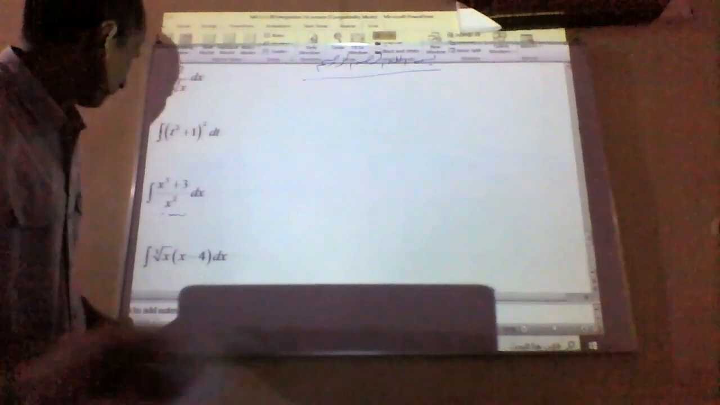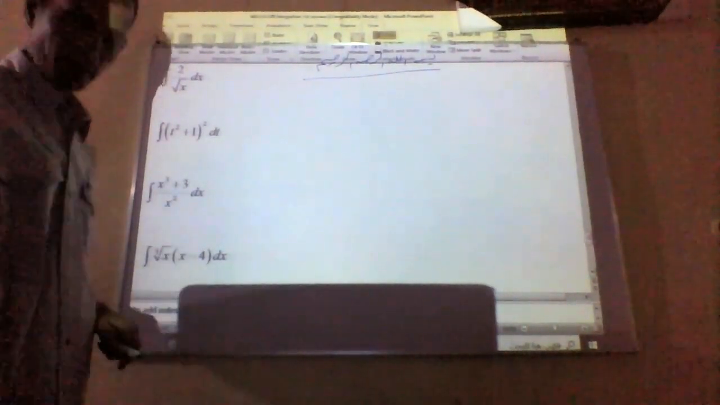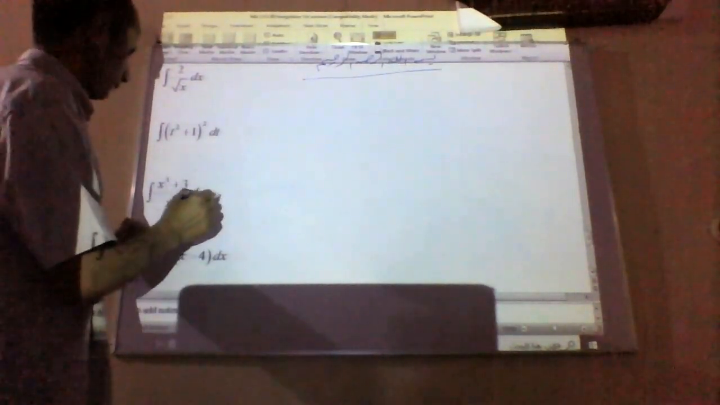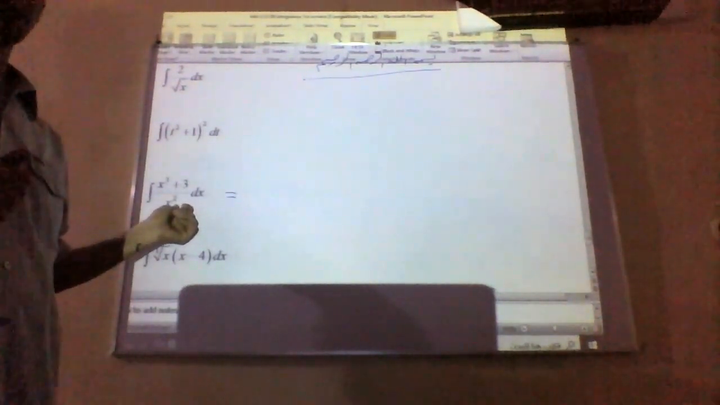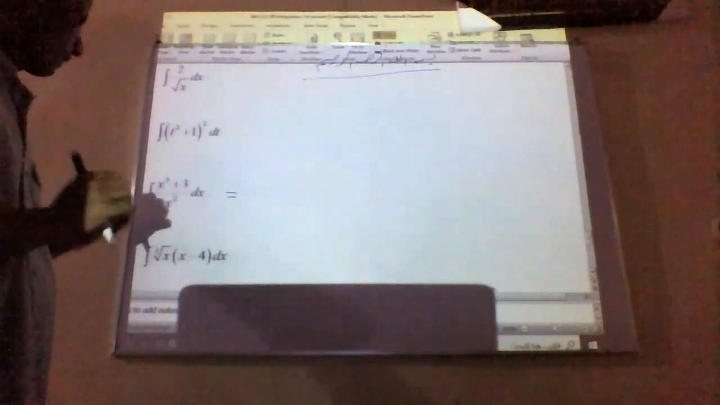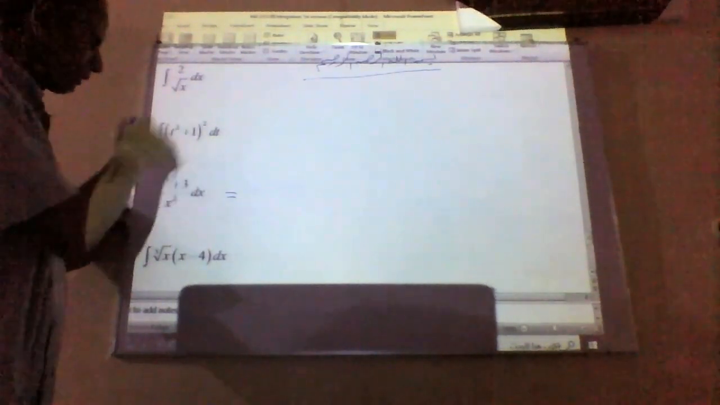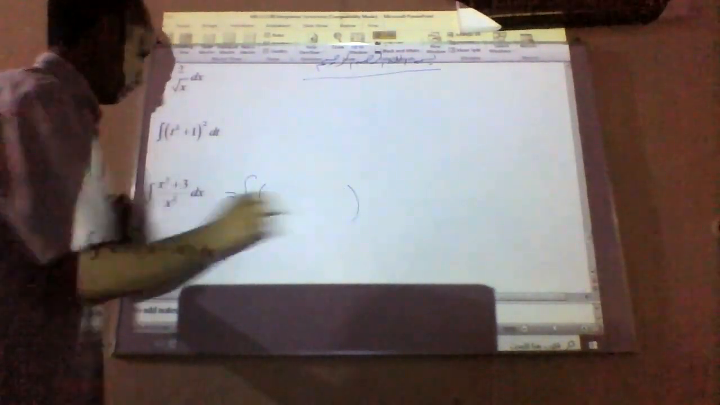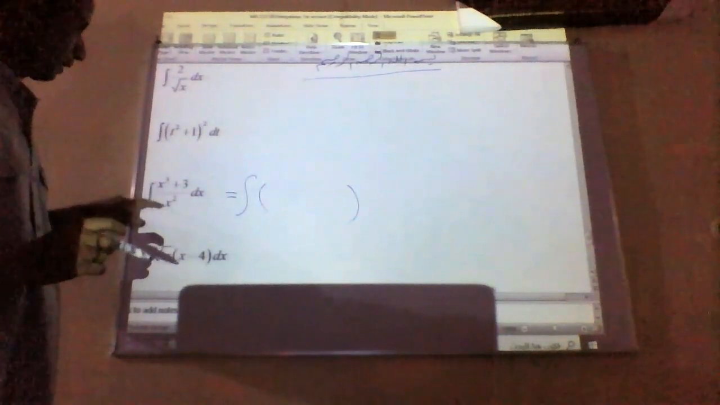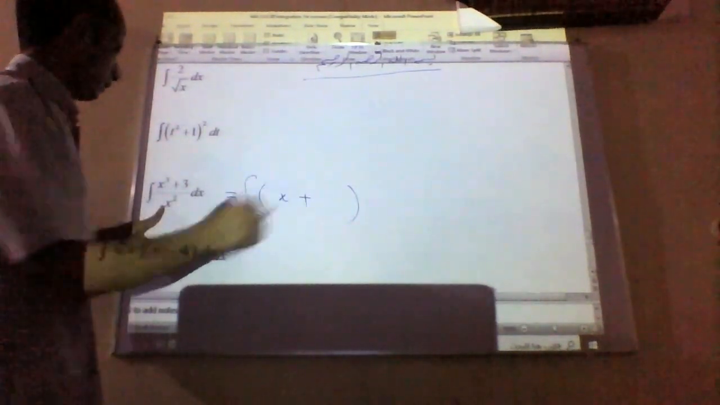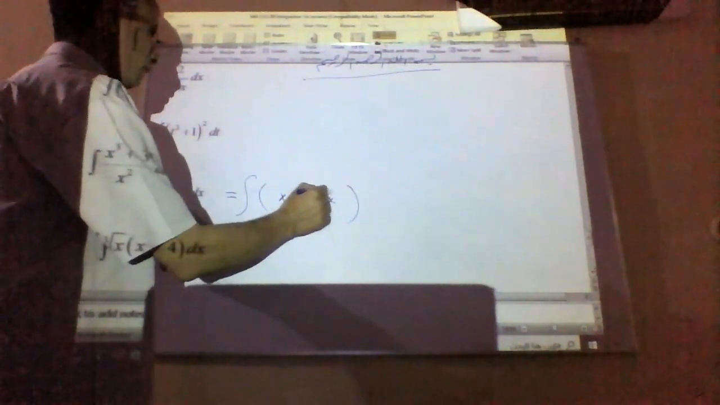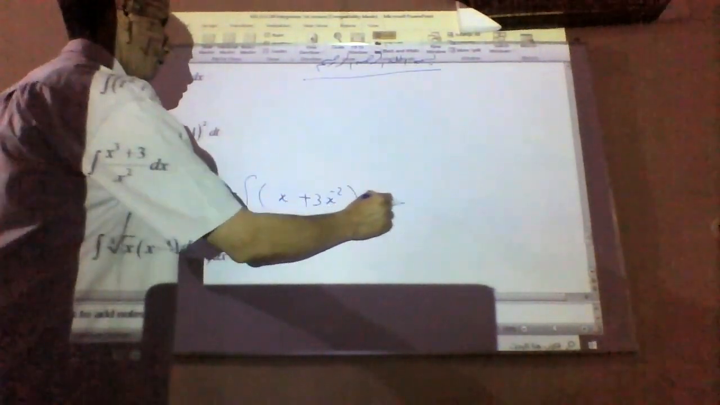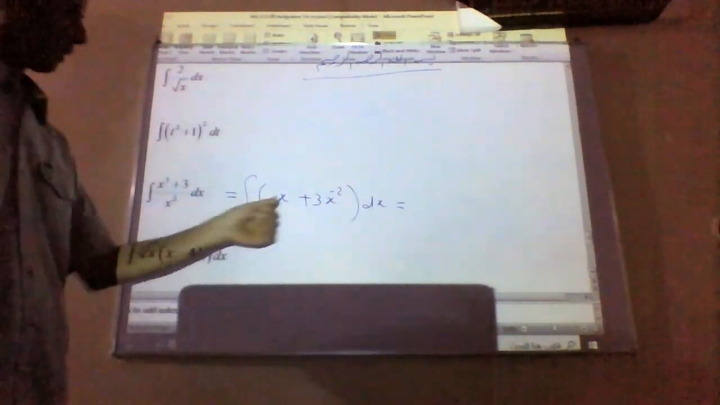Now we have x power 3 plus 3 divided by x power 2. We don't have a rule to integrate the quotient of two functions, so we must simplify this. Dividing x power 3 by x power 2, we will get x. Dividing 3 by x power 2, we will get 3x power negative 2. Now we can integrate.